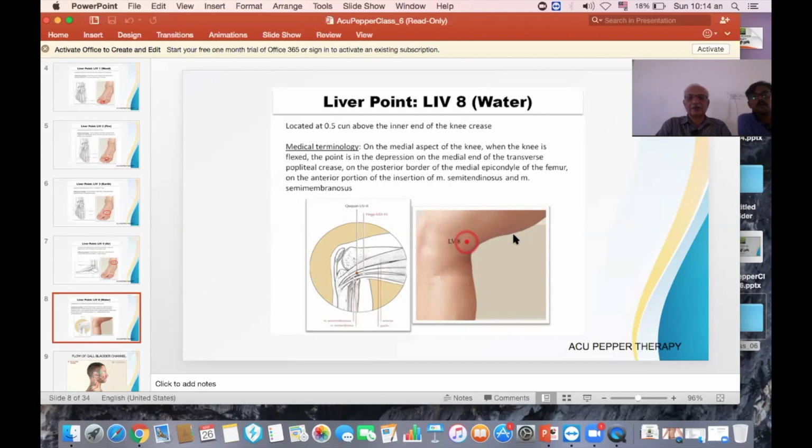What is the equivalent point we have in kidney for this? This is water and liver, wood and water. K1. So K1 is the equivalent point. K1, as I told you, is a very important point. Likewise, liver 8 represents K1, but it is not as good as K1. You cannot say that instead of giving K1, can I give liver 8? No. K1 is life force sustained in water.